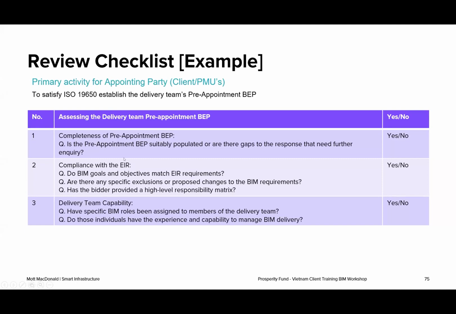So first thing around the completeness of the execution plan. So has it been sort of fully populated? Are there any like clear gaps in their understanding, or just missing sections of the BIM execution plan template? Compliance with the EIR. So I think we've already talked about this, but have the goals and objectives of the owner been reflected in the BIM execution plan? Are there any additional ones or ones that have been omitted? So are there any sort of specific exclusions or changes? Has the bidder actually provided that responsibility matrix in their response?